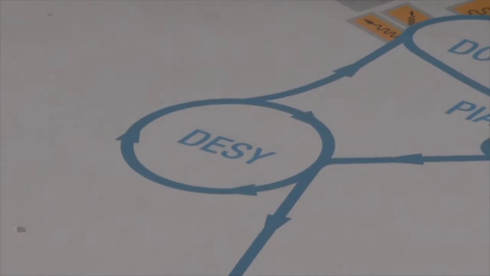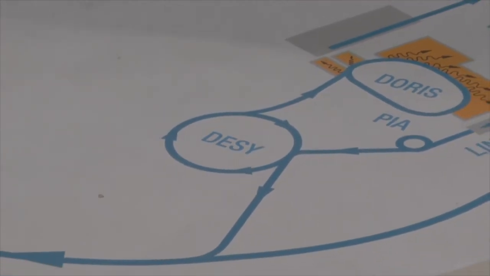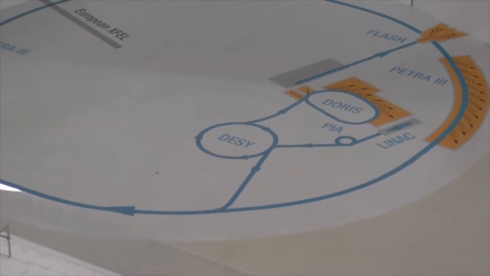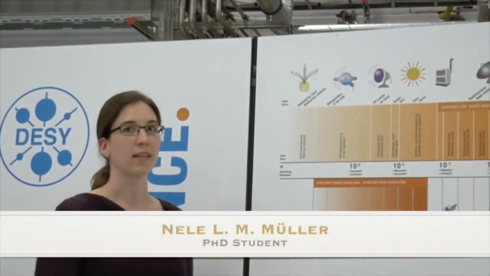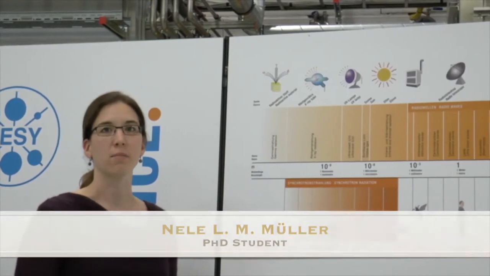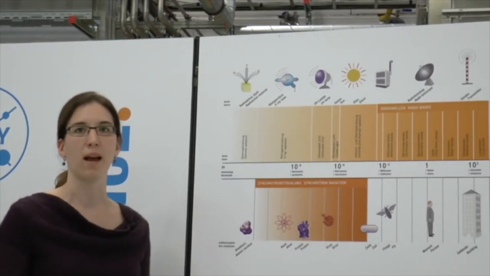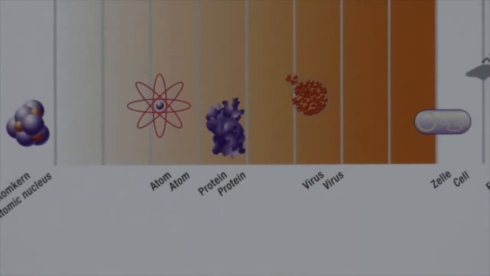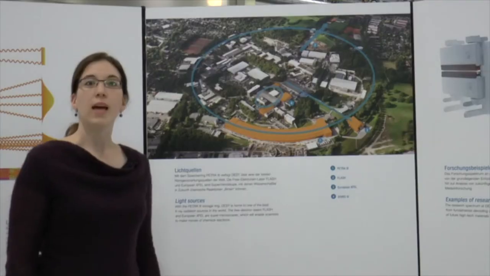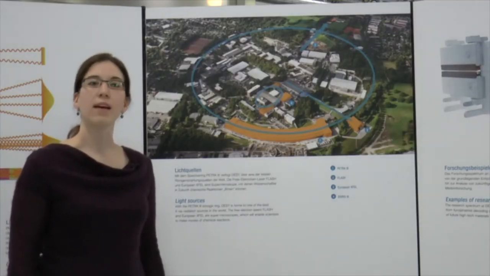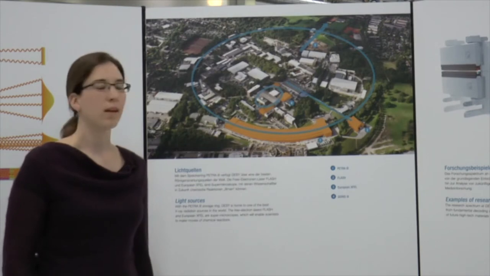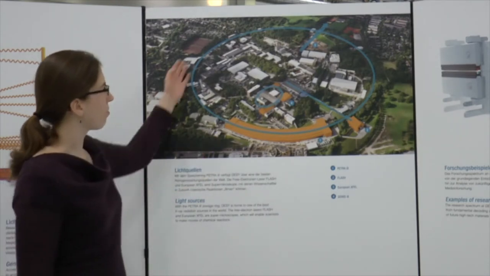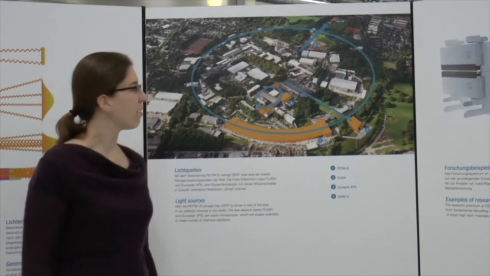At DESY, scientists work in various fields, ranging from particle and astrophysics via accelerator physics to photon science. In photon science and also in particle physics, we want to study the small particles and molecules that make up our universe, as for example proteins, atoms, or even going down to nuclei. In order to study these small things, we develop and use accelerators. Those are, for example, PETRA III, which is a synchrotron, and FLASH, which is a free electron laser.